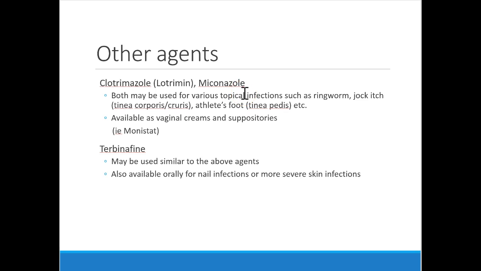Clotrimazole and miconazole are topical products that come as creams sometimes for things like mostly tinea infections. Ringworm or jock itch or athlete's foot are all different types of tinea infections. They're available as vaginal creams and suppositories too, with brand names such as Monistat. Terbinafine is another topical product that could be used for other tinea type infections.